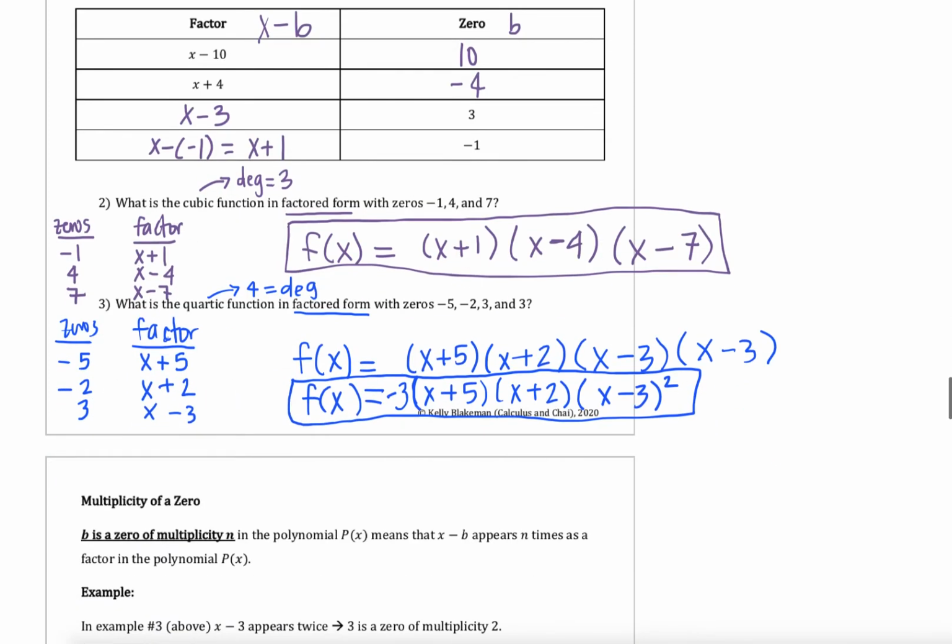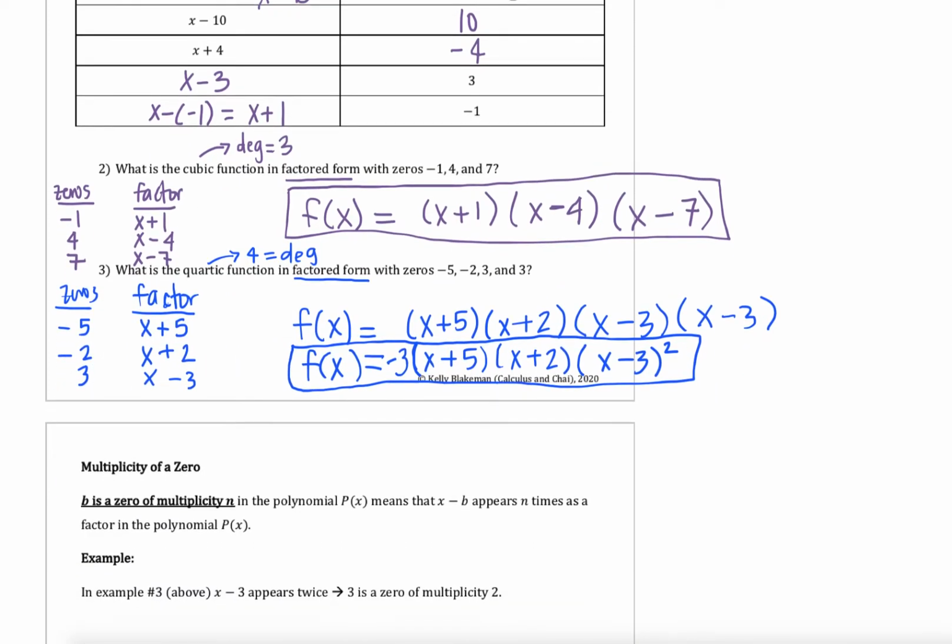So let's look at our next new concept, which actually has to do with what we saw in example 3, and that's multiplicity of a 0. So the definition says b is a 0 of multiplicity n in the polynomial p of x means that the factor x minus b appears n times as a factor in that polynomial. So in our prior example up above, since x minus 3 appeared twice, because we had that x minus 3 squared, that's how I knew that this factor appeared twice, was from that exponent, then we say that 3 is a 0 of multiplicity 2.